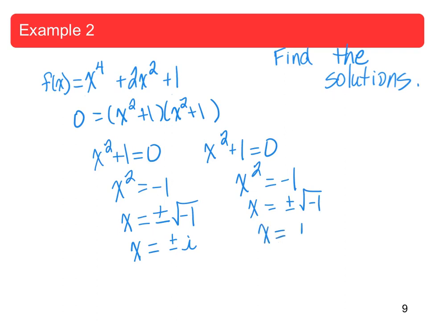Okay, so let's talk about what this means. What is the multiplicity of positive i? Yes. Okay, it occurs twice. What's the multiplicity of negative i? 2. Where does this cross the y-axis? Not 2, not 4. Plug in 0 for x. 1. It crosses the y-axis at 1. Where does it cross the x-axis? It doesn't. It does not cross the x-axis.